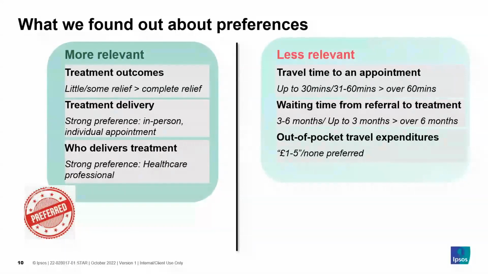We assume this is because it is a chronic illness and people have rational expectations of what is feasible to get from the treatment. Patients have very strong preferences for in-person individual appointments, and they want the treatment delivered by healthcare professionals. Less relevant are the travel time to an appointment, waiting time from referral to treatment, and out-of-pocket travel expenditures.